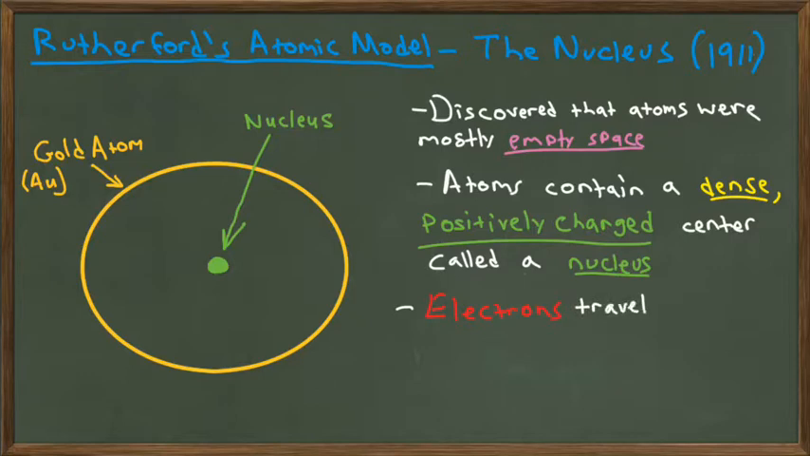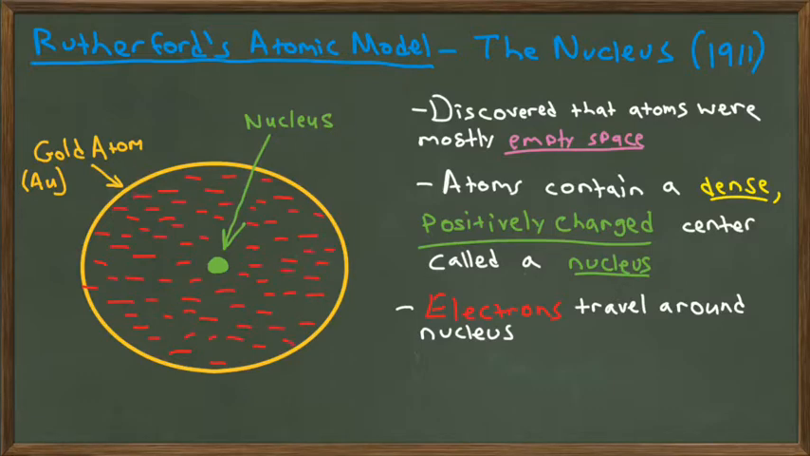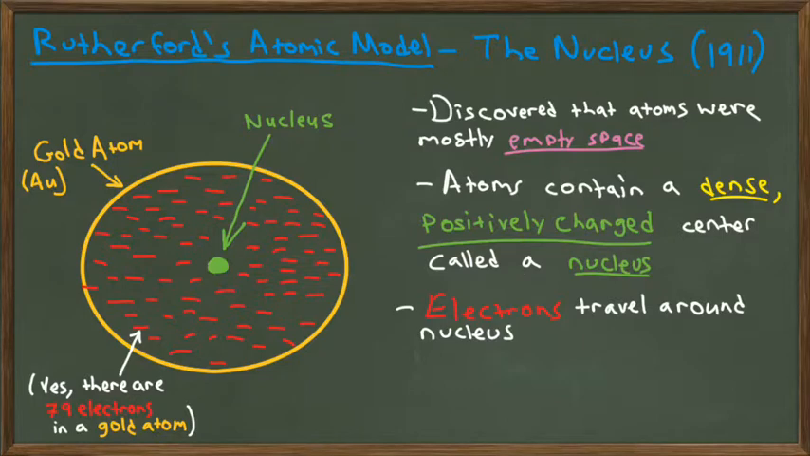In addition, he discovered that the electrons had to be dispersed throughout the rest of the atom in that quote-unquote empty space. So here you see 79 electrons surrounding a gold atom, but notice that they're not interacting with the nucleus. Now, the one thing that Rutherford was not able to pinpoint was the exact location of the electron. The only thing he knew was that they're there, that they exist, and they travel around the nucleus within a certain distance.